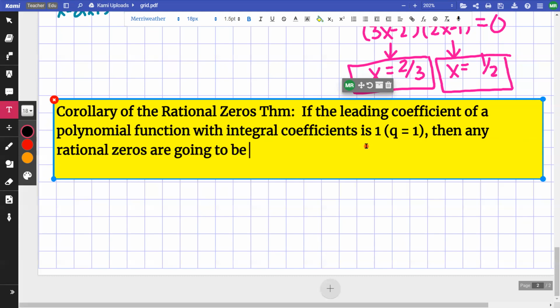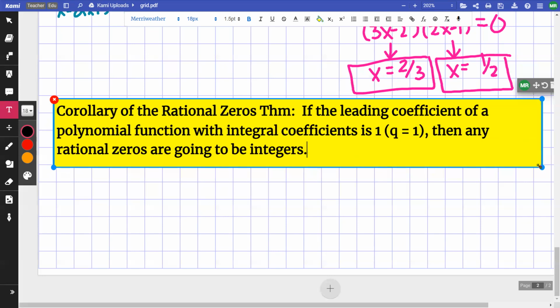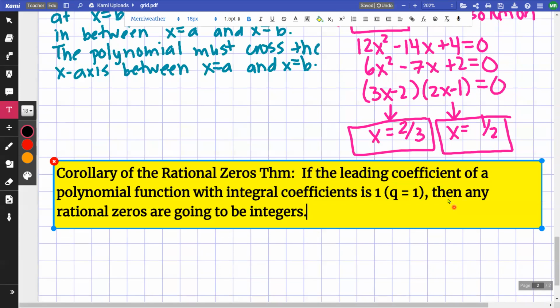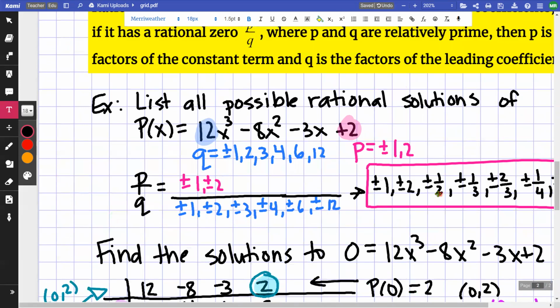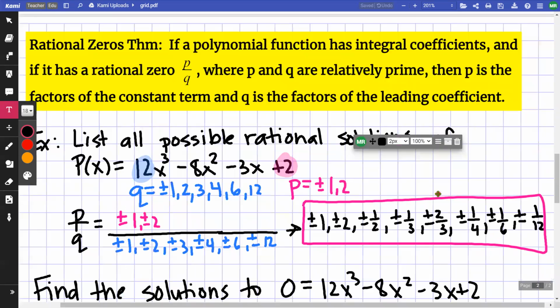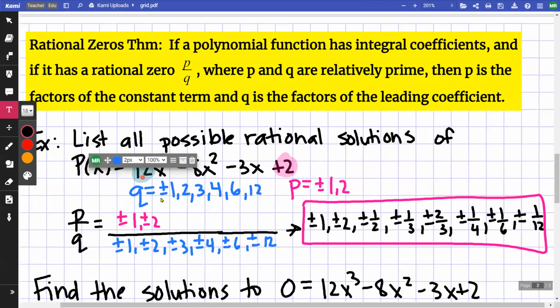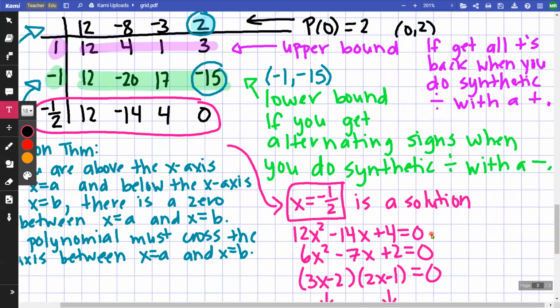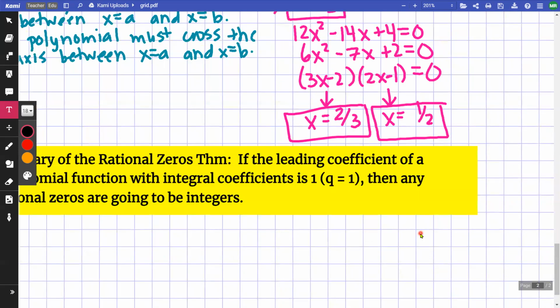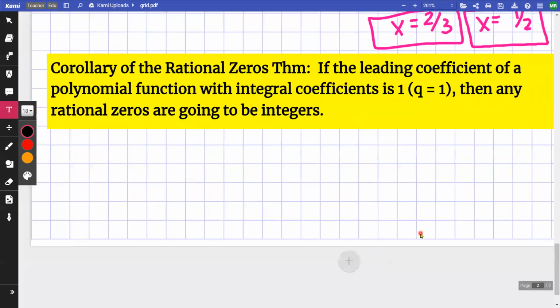are going to be integers. So in that last problem that we were working out, up here, my lead was a 12. So my denominator, I had all factors of 12. So I had a lot of fractions. But if my lead is a 1, I'm actually going to only have integers to try.